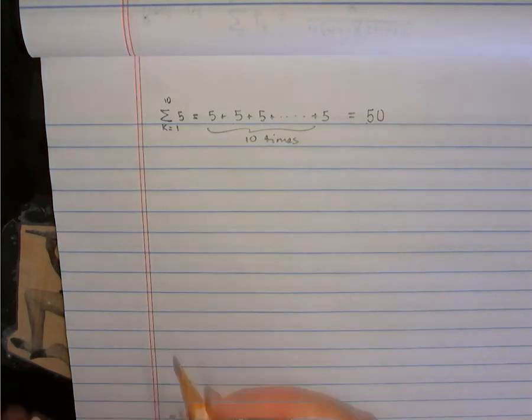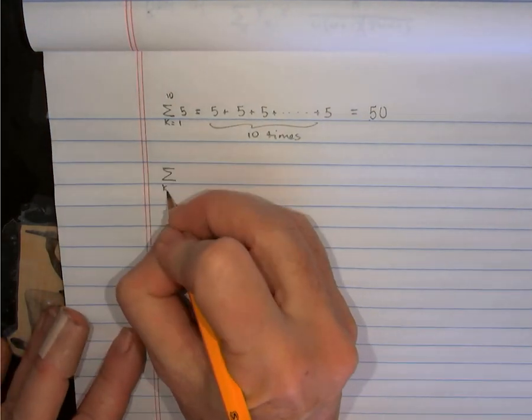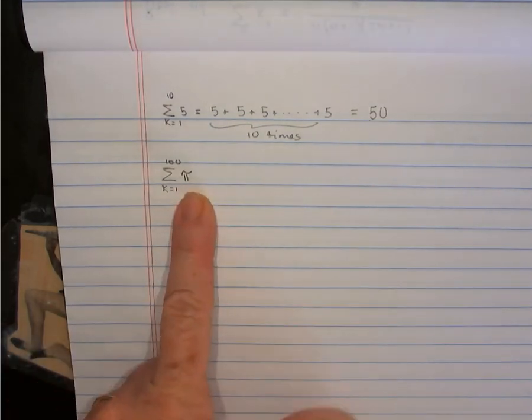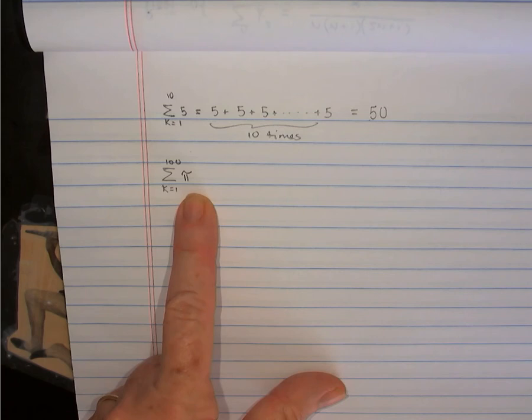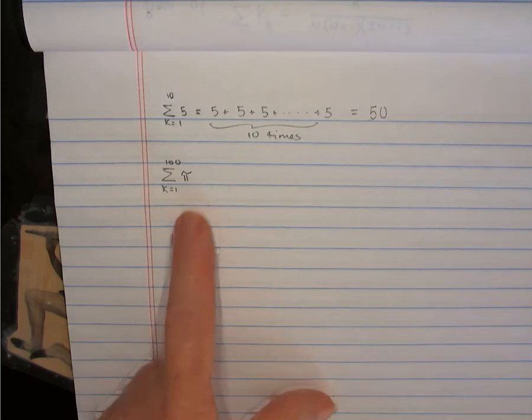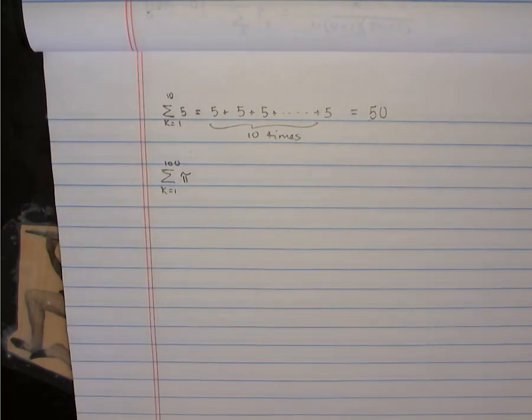Definitely. So if I gave you something like this, k goes from 1 to 100, and the only thing that I've put in front of that little sigma is a pi. What's that sum going to be? Pi plus pi plus pi plus... Oh, it's pi. It's pi there. Pi times 1. Yeah, 100 pi.